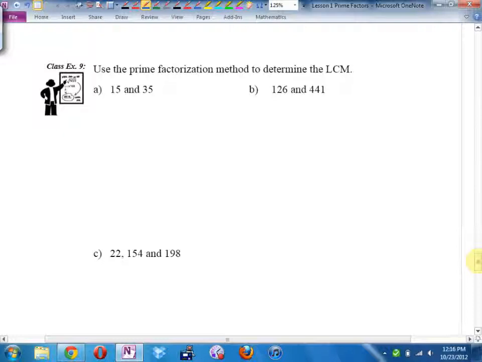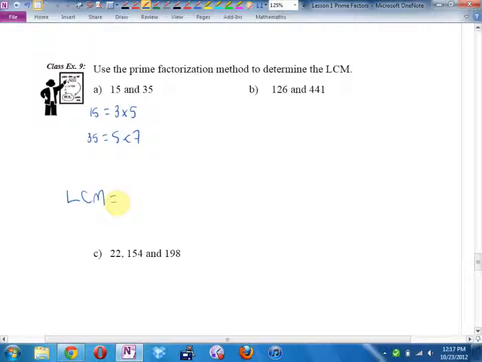So let's use the prime factorization method to determine the least common multiple of 15 and 35. Okay. 15 is equal to what? What's the prime factorization of 15? 3 and 5. 35, what's the prime factorization of 35? The least common multiple, it's going to be, and this is why I always go from smallest to biggest. It makes it easier for me to keep track.